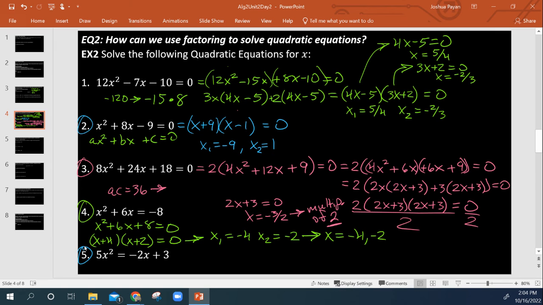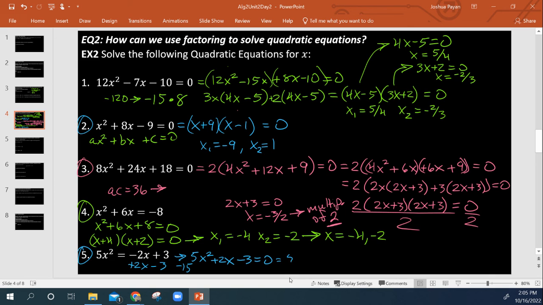Okay, last example. Again, we're not in standard form the way we need to be. So 5x squared plus 2x minus 3 equals 0. Now I'm in standard form, right? I did plus 2x minus 3, that's where I got that from. AC would be negative 15. The factors of which that would combine to give us 2 would be negative 3 and positive 5.